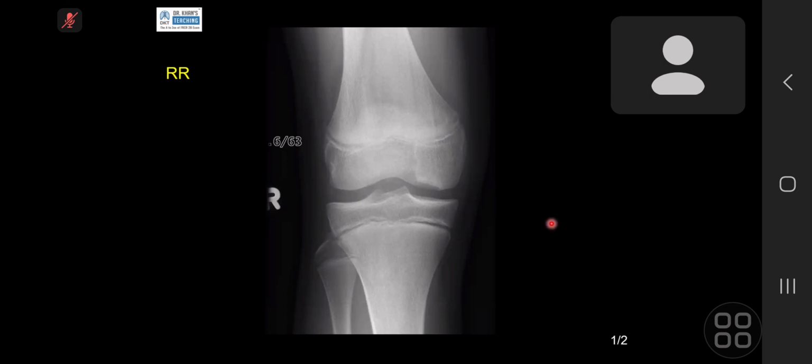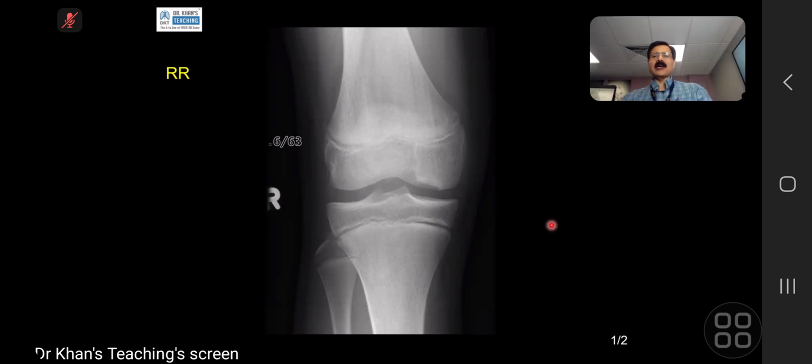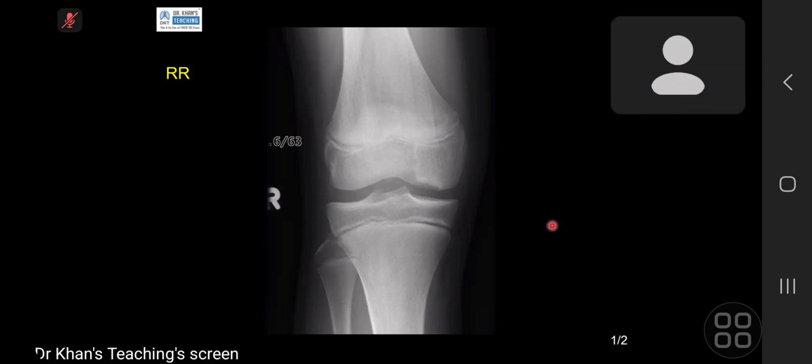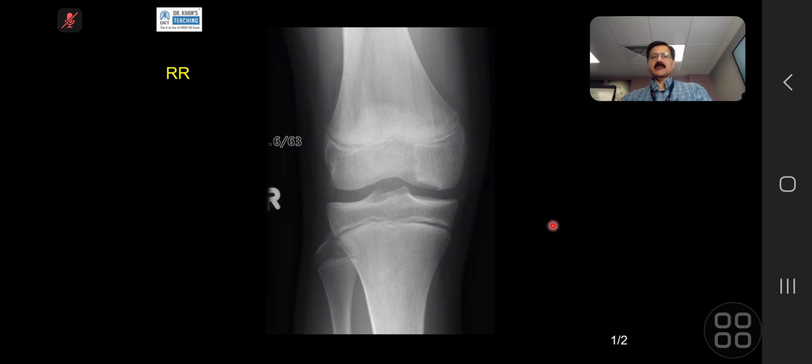So can you change the window a little bit? No, out. You can see the finding on this window. I'm on a PowerPoint. I cannot change the window. Okay. This is not a DICOM. But you can see the finding.